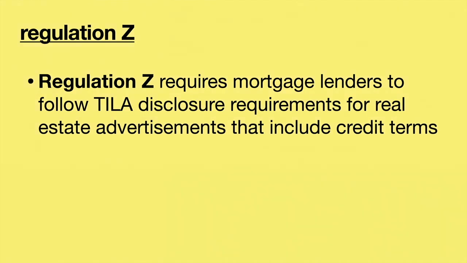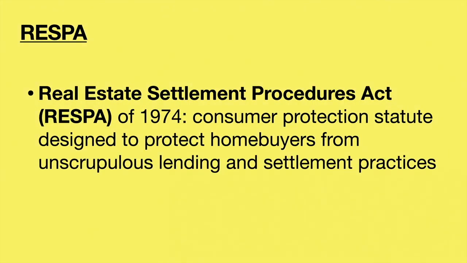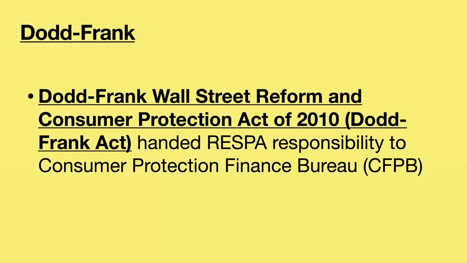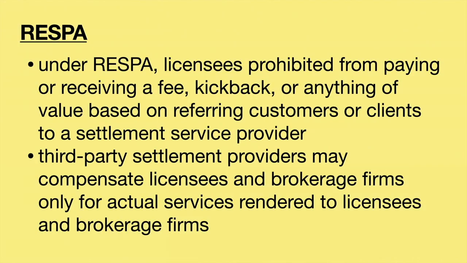The Real Estate Settlement Procedures Act, RESPA, of 1974. This is a consumer protection statute designed to protect homebuyers from unscrupulous lending and settlement practices. The Dodd-Frank Wall Street Reform and Consumer Protection Act of 2010, Dodd-Frank Act, handed RESPA responsibility to the Consumer Finance Protection Bureau, CFPB. Under RESPA, licensees are prohibited from paying or receiving a fee, kickback, or anything of value based on referring customers or clients to a settlement service provider.